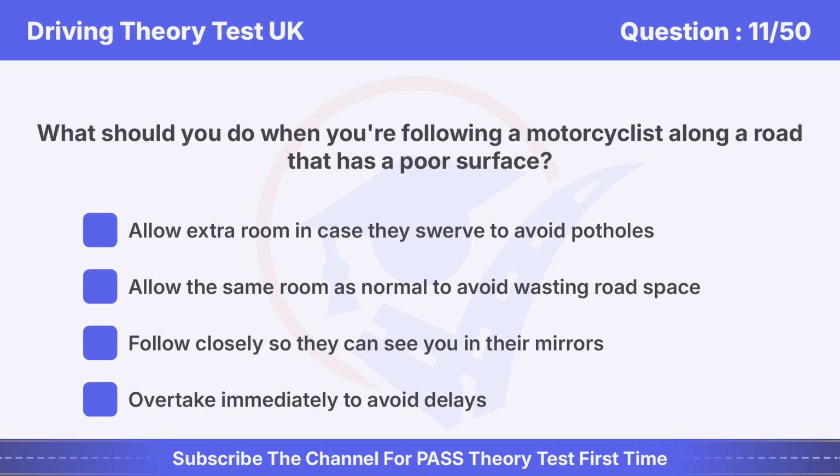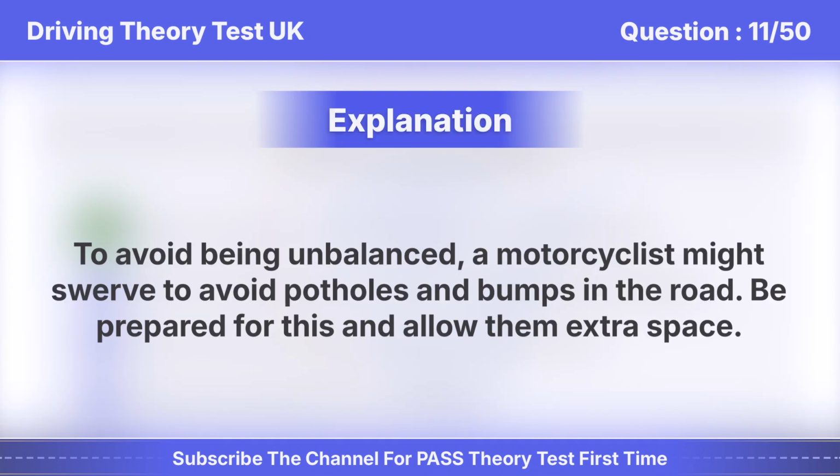Question 11. What should you do when you're following a motorcyclist along a road that has a poor surface? Answer is A. Allow extra room in case they swerve to avoid potholes. To avoid being unbalanced, a motorcyclist might swerve to avoid potholes and bumps in the road. Be prepared for this and allow them extra space.